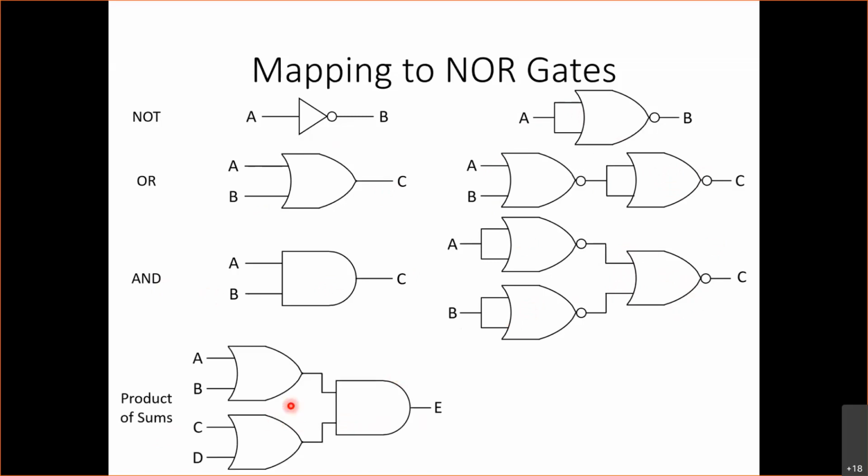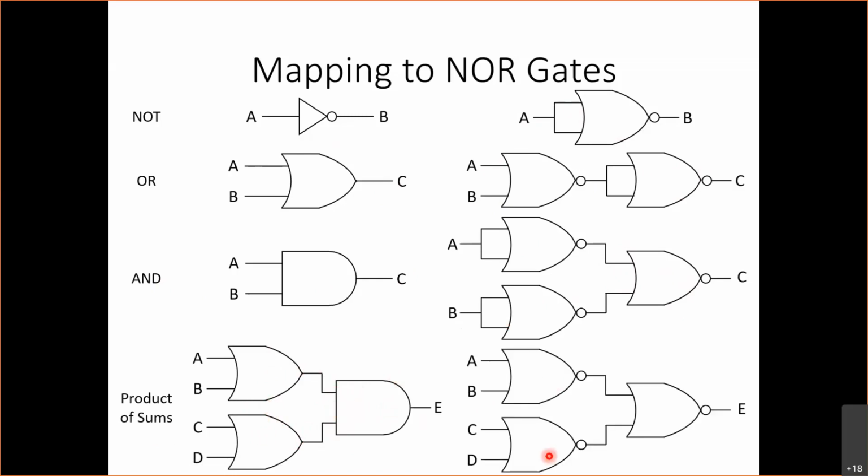And then finally, the product of sums. So here, a product of sums looks like this. You have a bunch of OR gates that feed into an AND gate. And just like before, if we invert the outputs of the OR gates, they become NOR gates. And if we invert the inputs of this AND gate, it also becomes a NOR gate. So having OR gates feeding into an AND gate is just like having NOR gates feeding into a NOR gate. So NAND gates can be used to implement sum of products easily, and NOR gates can be used to implement product of sums easily. Okay?